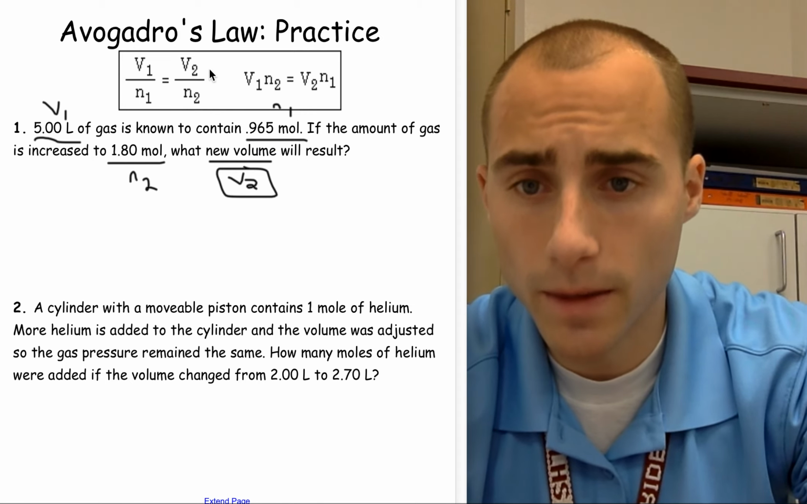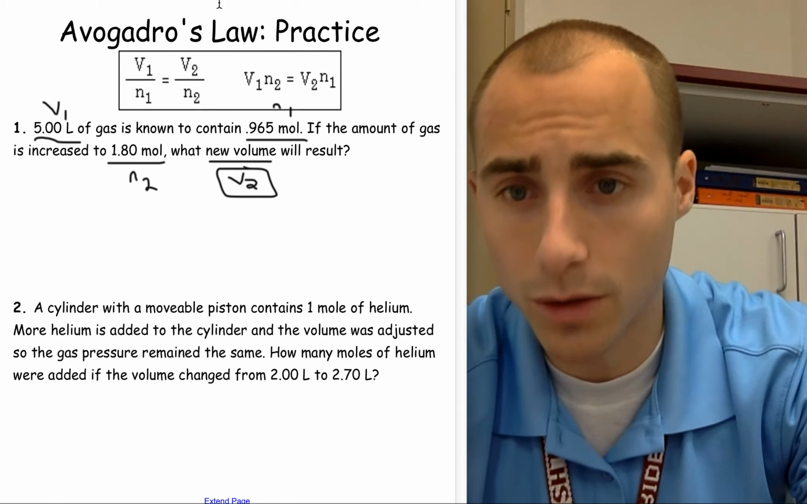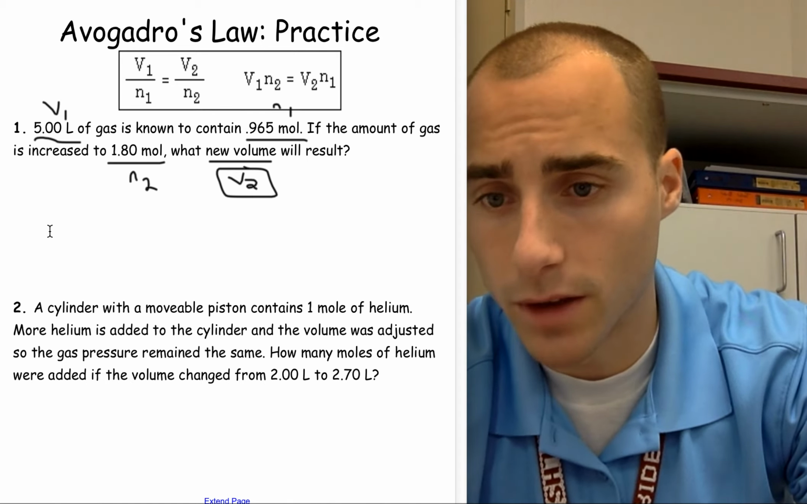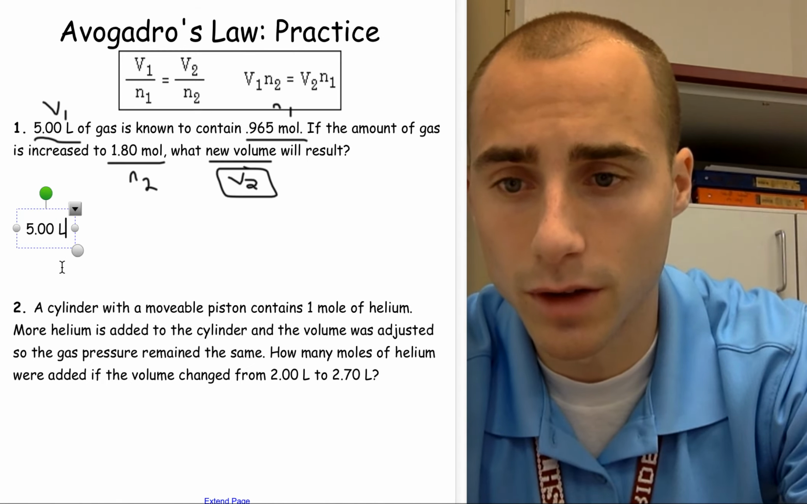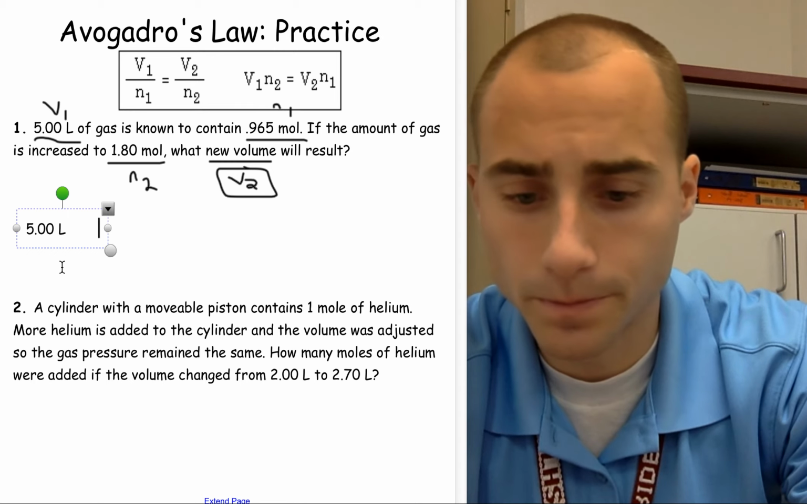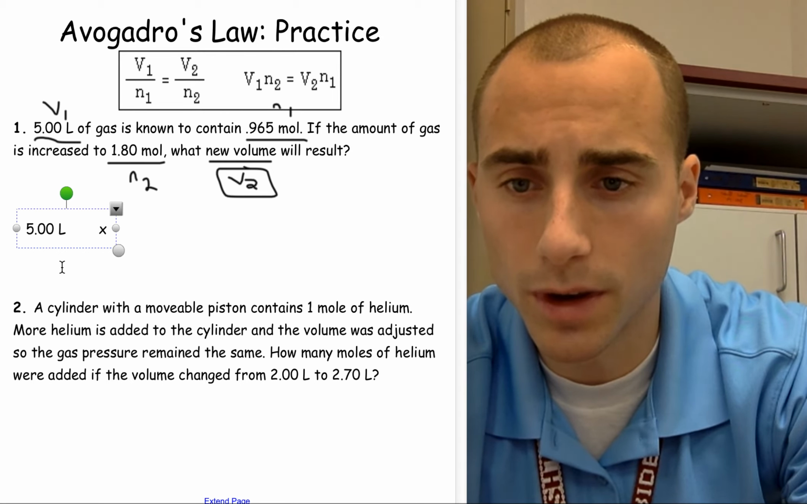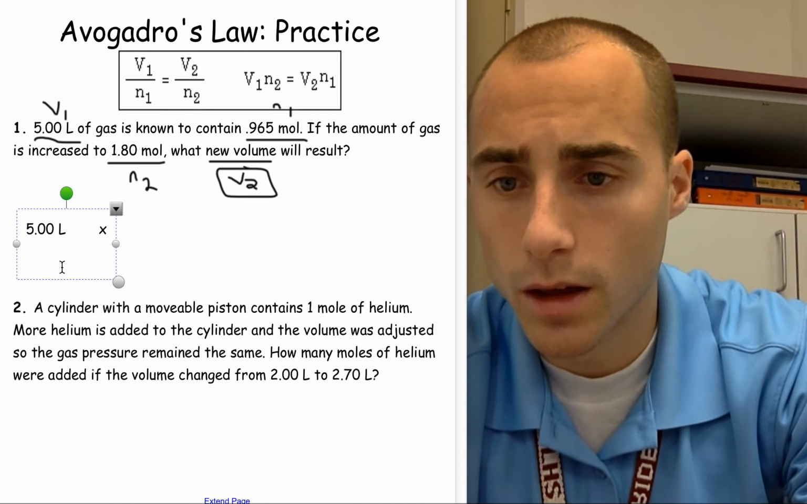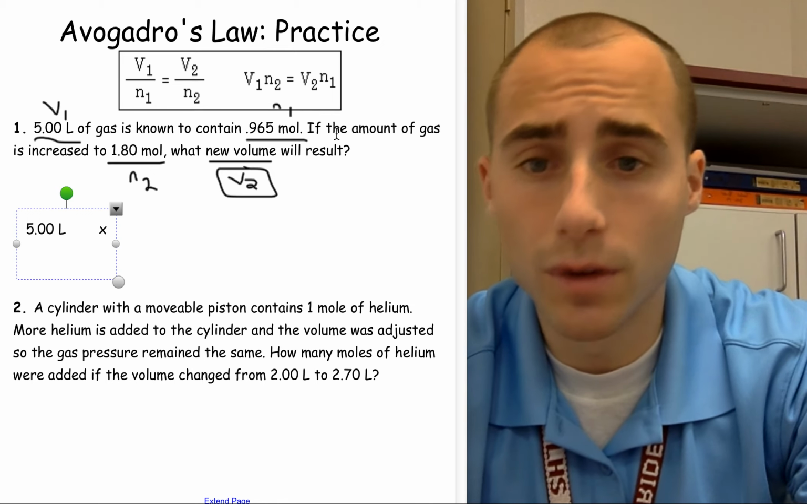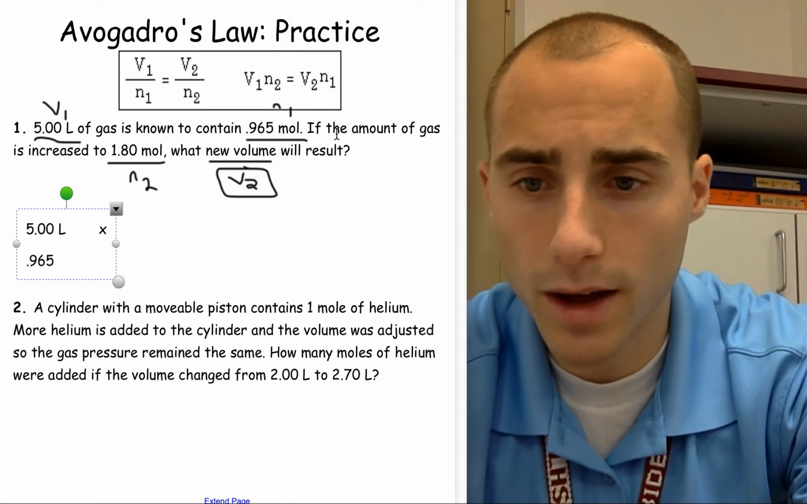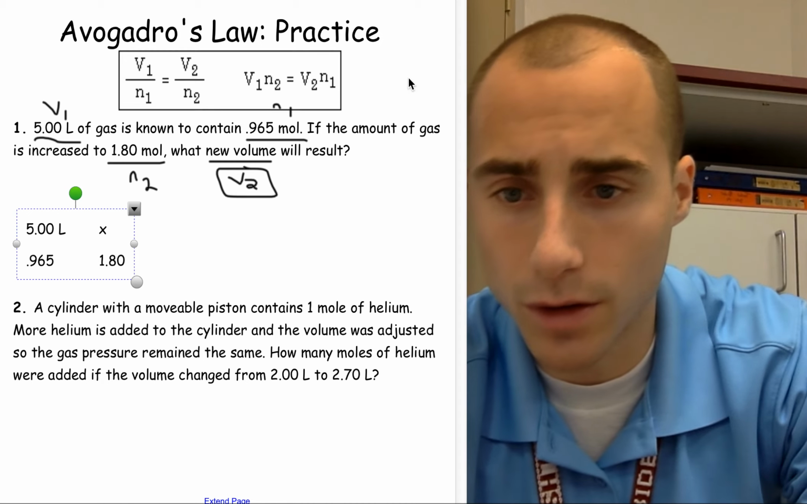With that in mind, for this question, we don't know V2. So we're going to have these three. What is our volume 1? It is 5 liters. That is our first volume we are given. So 5.00 liters. We don't know V2. That's our unknown. Solving for V2, we'll put in X for V2. Our N1 we labeled right here, the first moles that are given to us in the problem, 0.965. And our N2 is 1.80 right here.